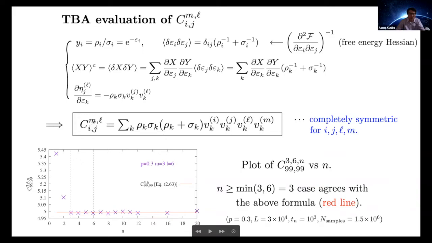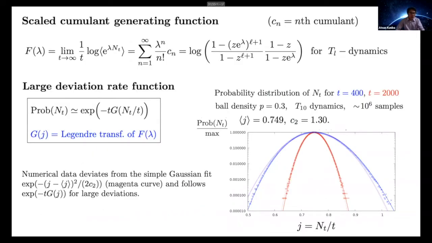But for some choice of index, we can find a closed formula in terms of fugacity, but I omit them. So typically the simulation is bound by 1 million samples and so on. So this is kind of the final topic.